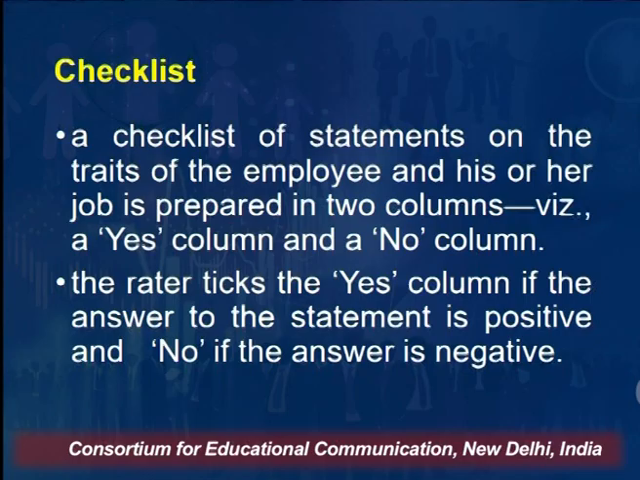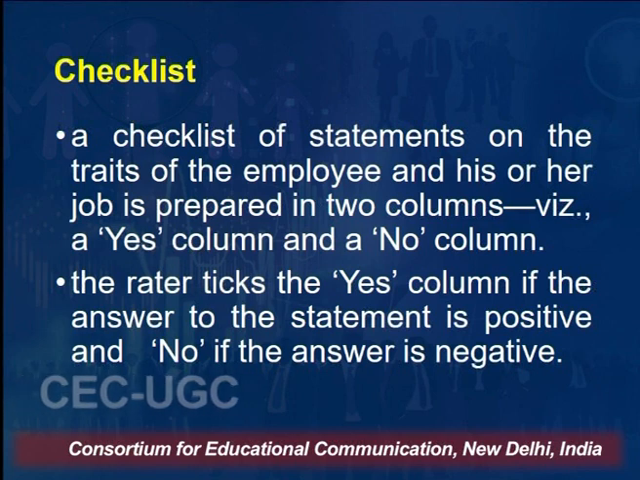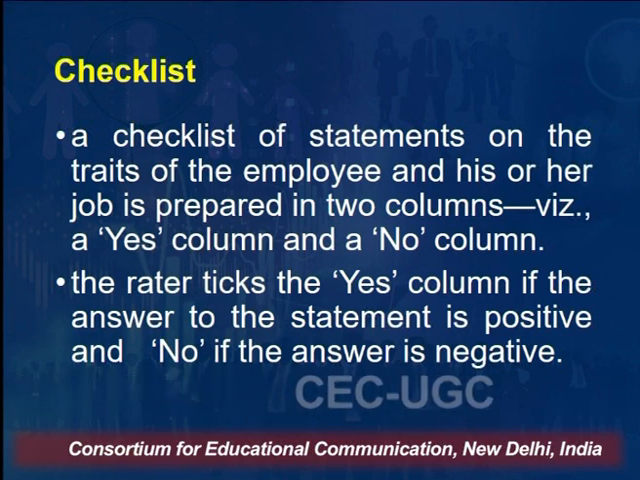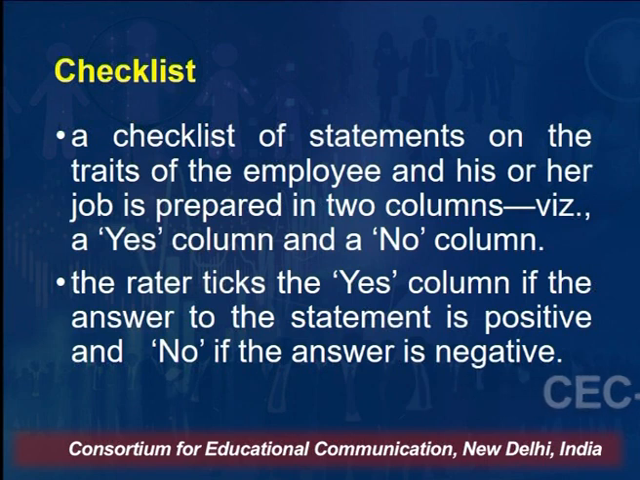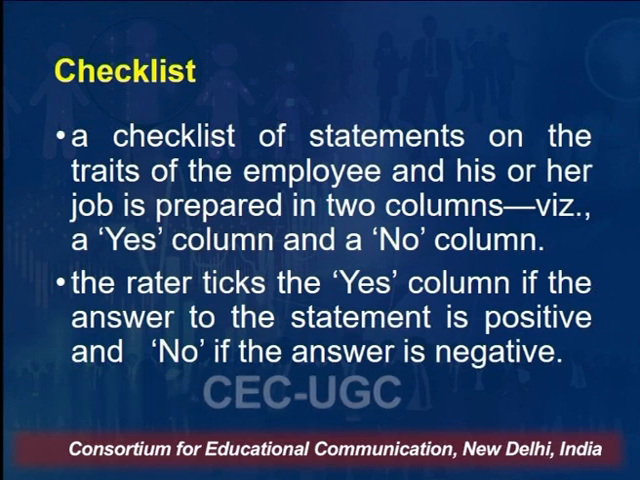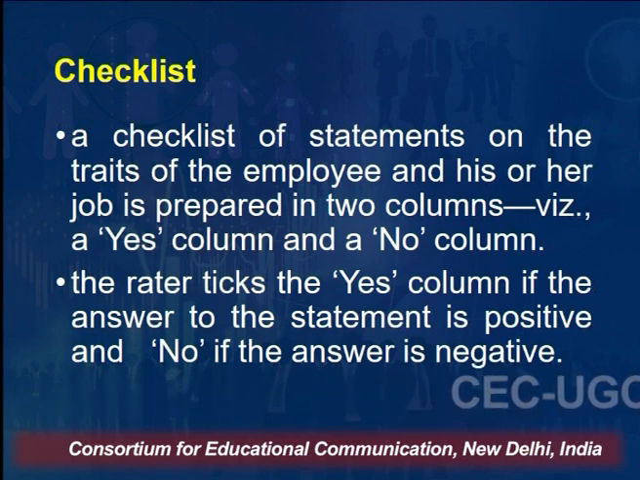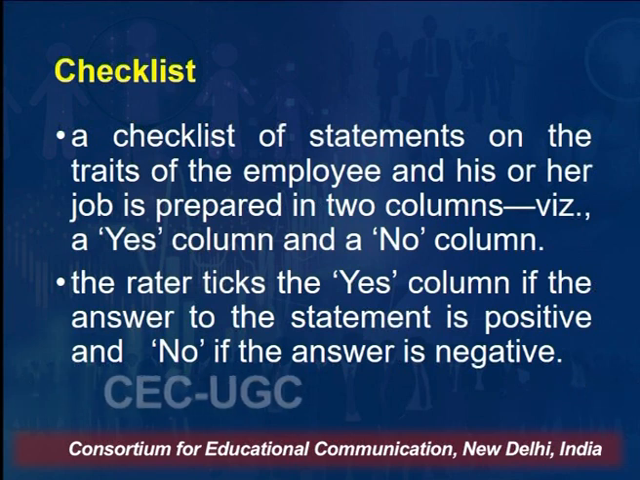Moving further, the second method that we are going to talk of is the checklist. A checklist is a list of statements on the traits of the employee and his or her job, prepared in two columns. The first column is a yes column and the second column is a no column. The rater will just tick in the yes column if the answer to the statement is affirmative or positive, and will tick in the no column if the answer is negative.